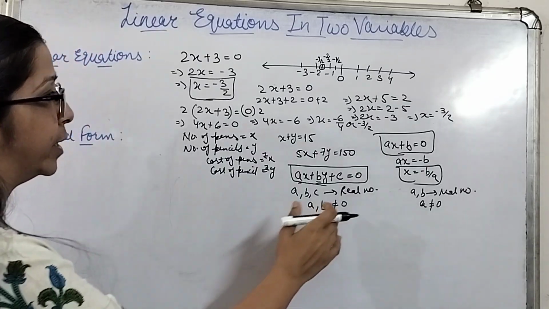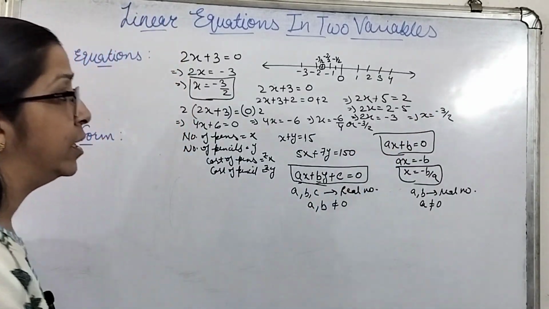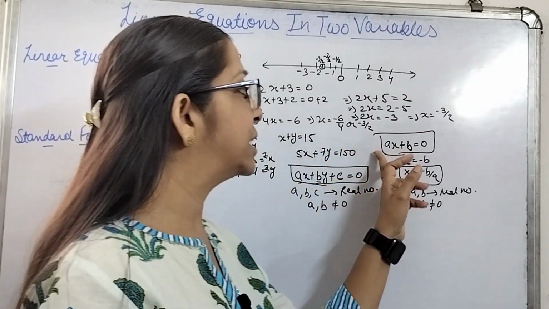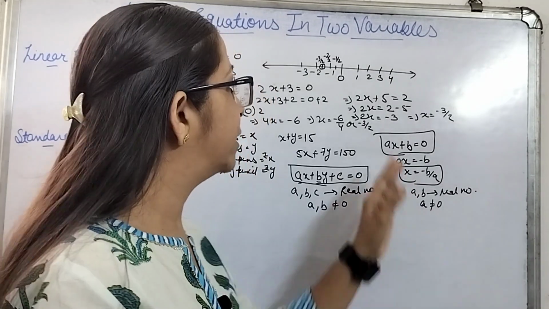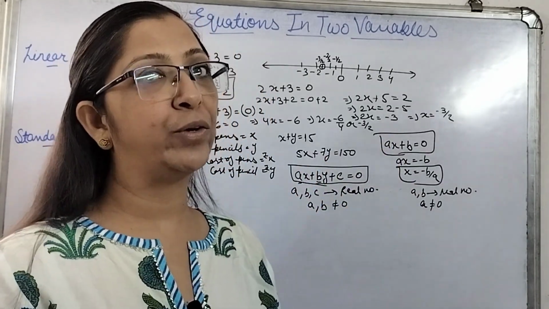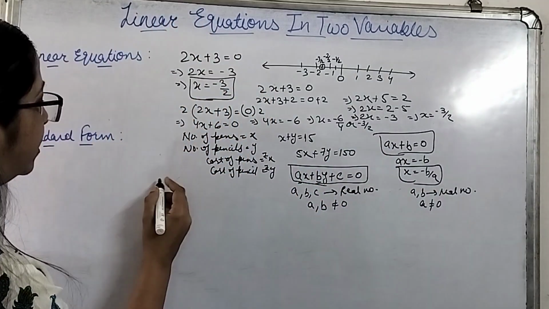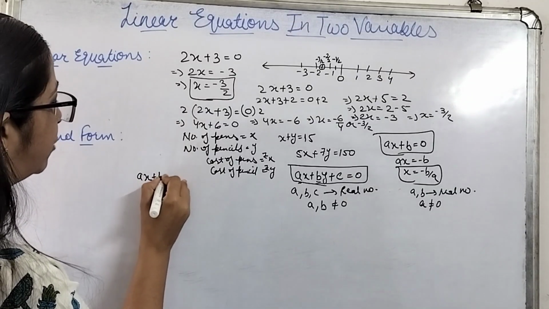Now see, if it is a linear equation in one variable, we can also represent it in the form of a linear equation in two variables. How can we represent it? Suppose it is ax plus b is equivalent to 0.